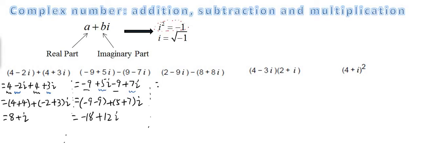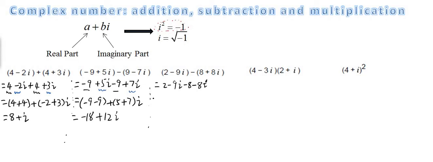Now let's do another one. Again, we're gonna remove the round brackets. The first term is 2 minus 9i, and for the second complex number, we have a negative sign here. So that means we're gonna change each term inside the round bracket to the opposite sign. So positive 8 is gonna be -8, and positive 8i is -8i.